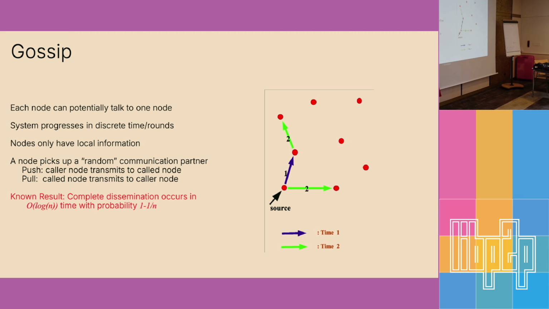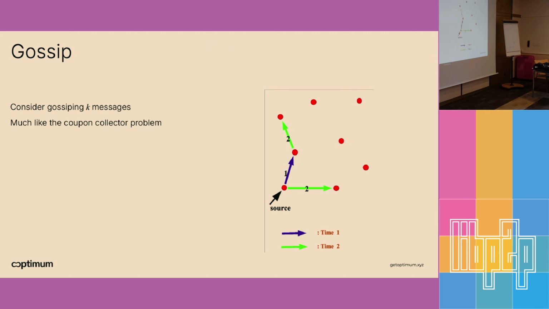Yes, we can. All right, how can we do that? Remember, I'm gossiping these k messages. Let's go a little bit into why things get hairy when you go to these k messages. This is the coupon collector problem. So we saw the duplicates earlier, and that's basically the coupon collector problem.